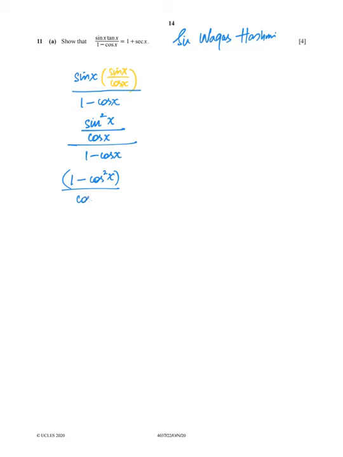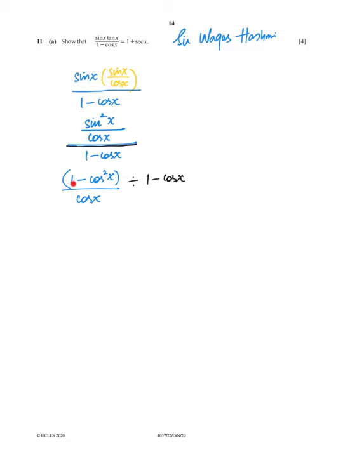Question number 11 from the topic trigonometry, we need to show that. So the value of tan x is equal to sin x upon cos x, that is tan x, divided by 1 minus cos x. Alright, so sin x into sin x leads to sin square x divided by cos x divided by 1 minus cos x. Alright, so sin square x equals 1 minus cos square x divided by cos x, and this division I'm going to simplify in this form, divided by 1 minus cos x.